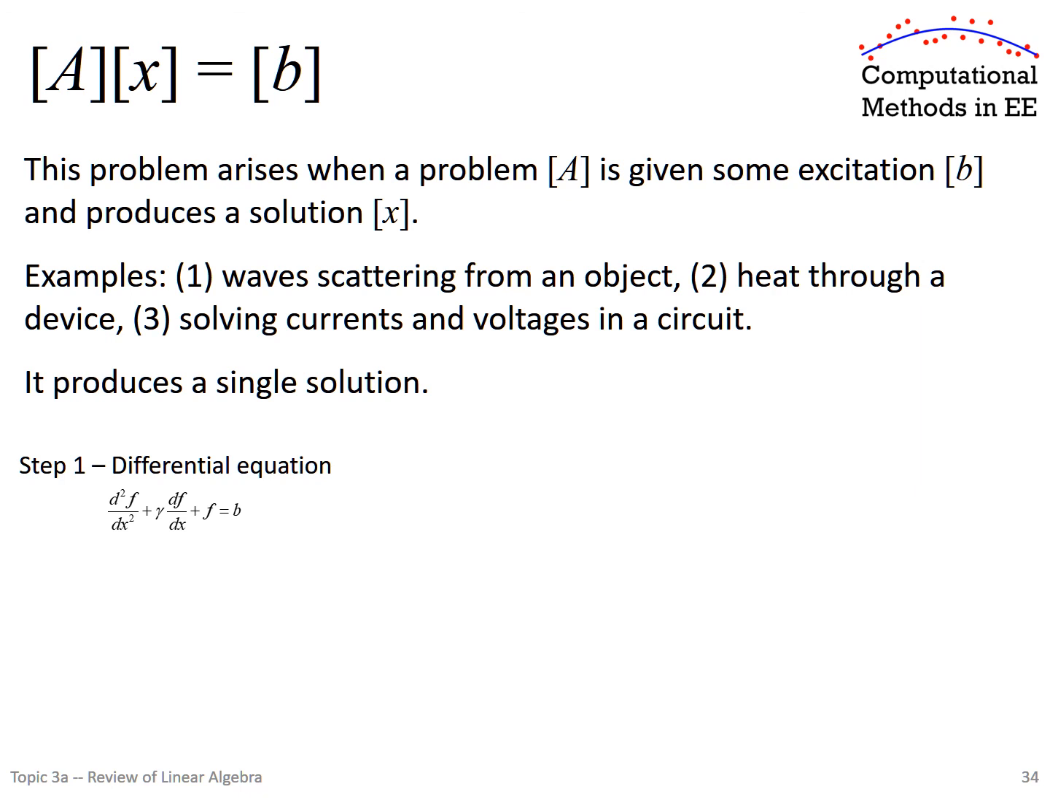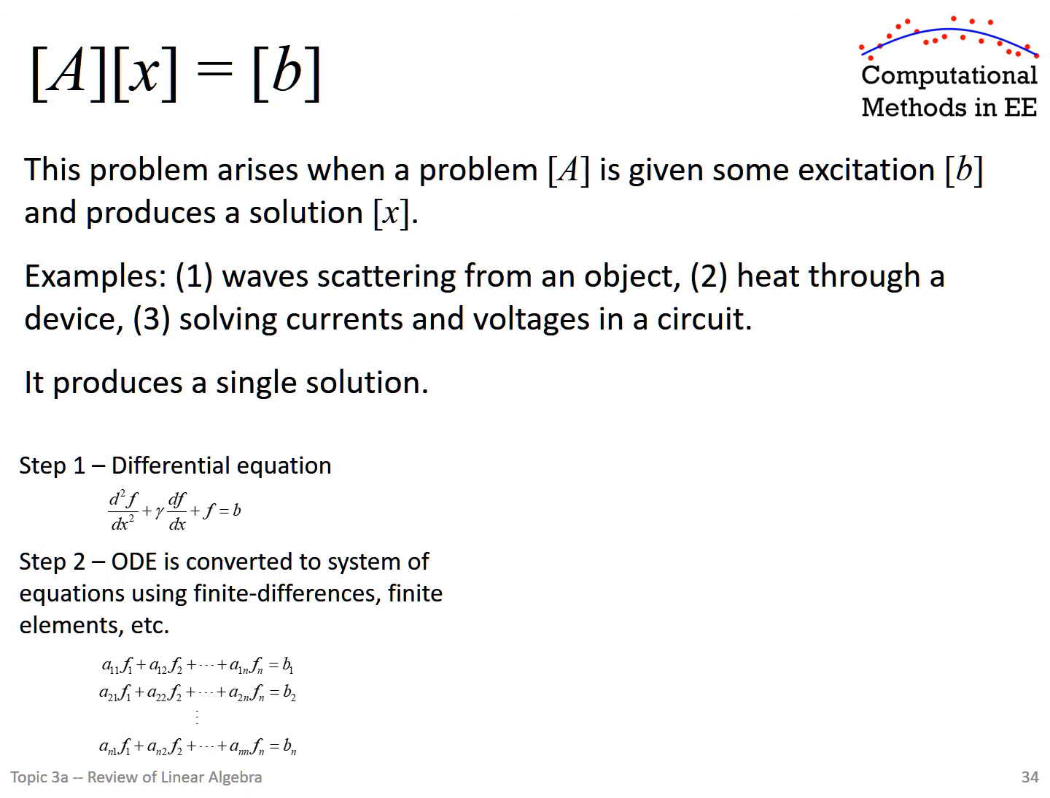So here's an example of how we end up with AX equals B solving a differential equation. This is something we're doing later in the semester. So we start off with a differential equation that we want to solve. And in this case, F is our unknown and B is an excitation of some sort. What we'll do is approximate those derivatives with finite differences. That lets us write that finite difference equation as a set of linear algebraic equations.